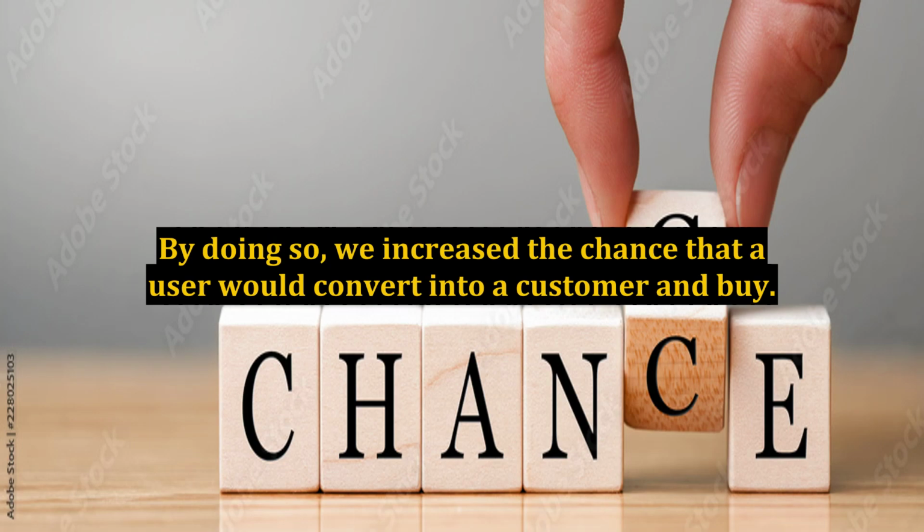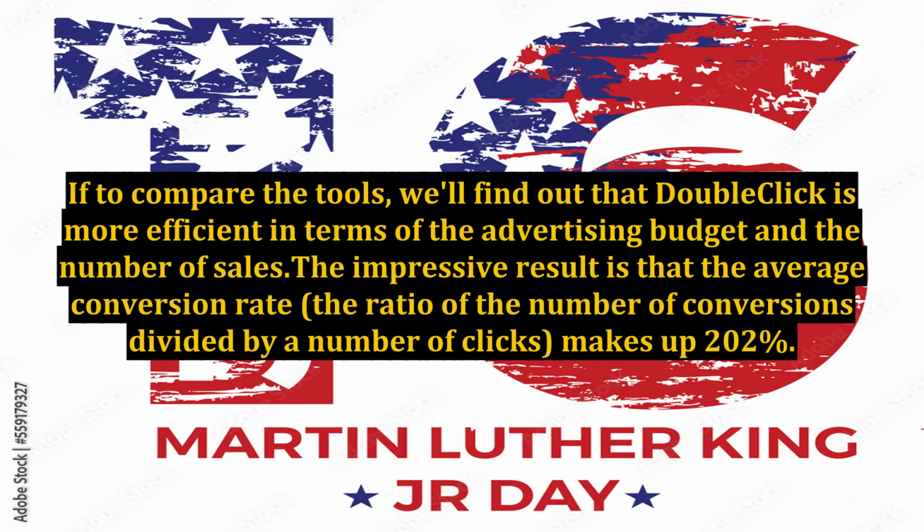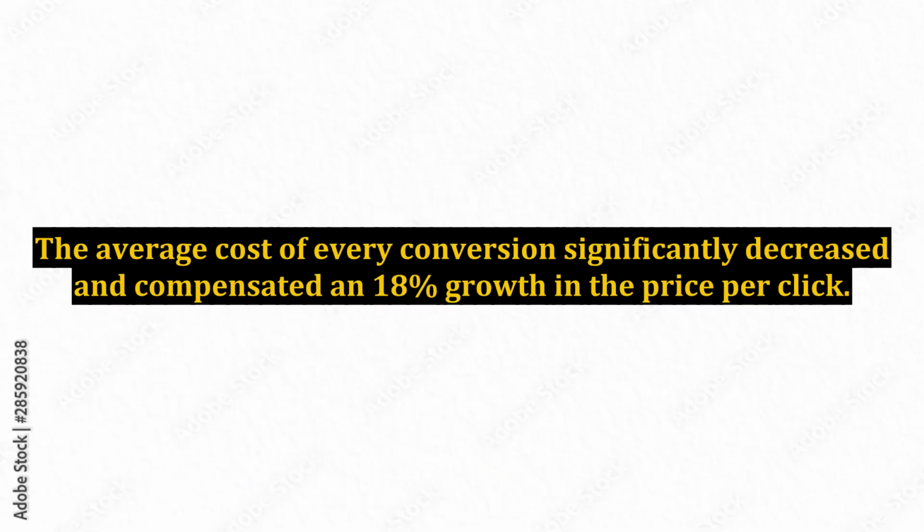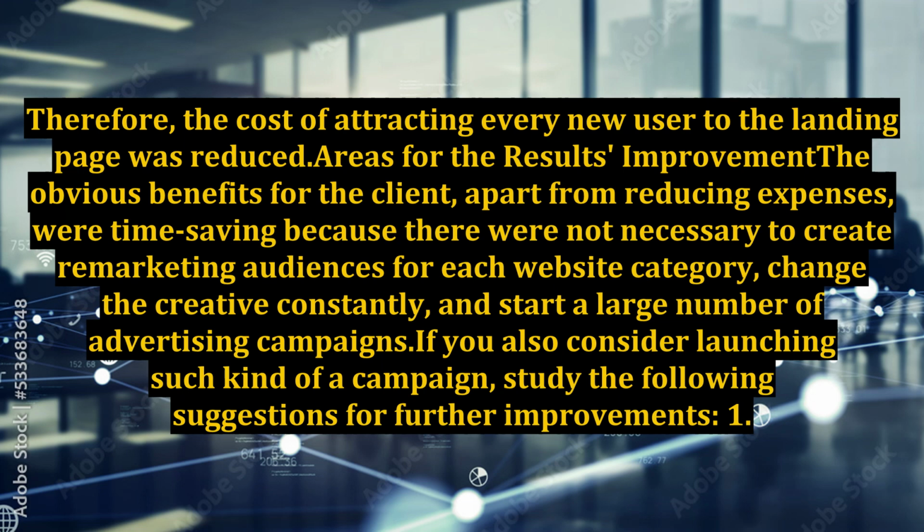By doing so, we increased the chance that a user would convert into a customer and buy. If we compare the tools, we'll find out that DoubleClick is more efficient in terms of the advertising budget and the number of sales. The impressive result is that the average conversion rate, the ratio of the number of conversions divided by a number of clicks, makes up 202%. The average cost of every conversion significantly decreased and compensated an 18% growth in the price per click. Therefore, the cost of attracting every new user to the landing page was reduced.